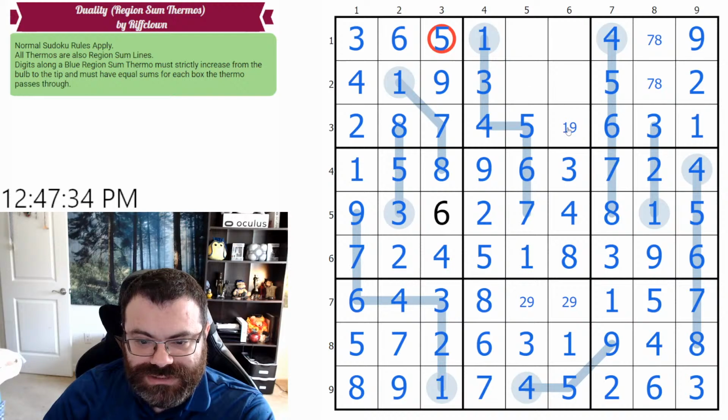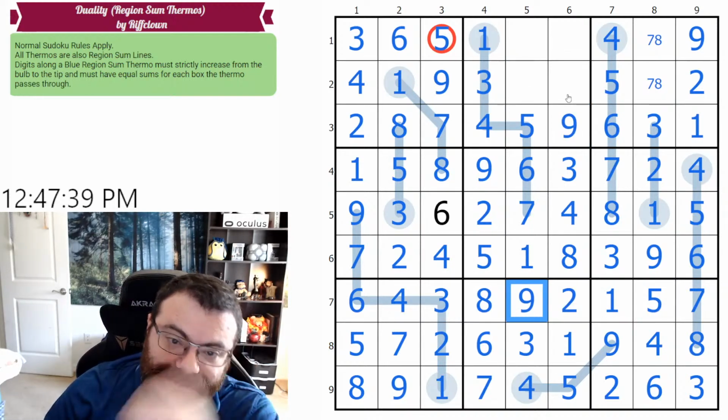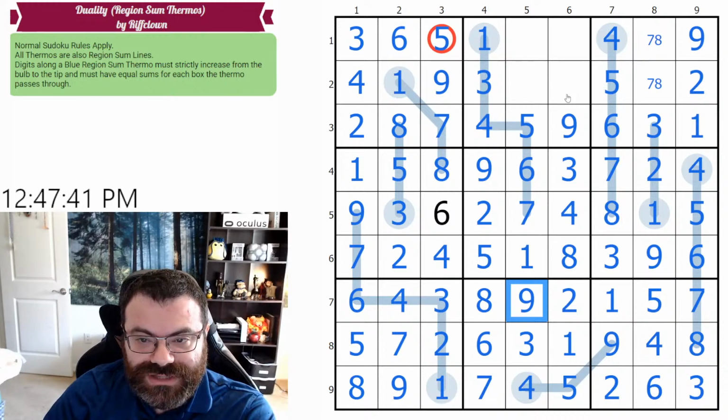Okay, in this box, oh no, this is a 9. That's 2 and 9. Okay. This box we need a 2. We should be able to place everything. Yeah, 2. We need a 6, 7, and 8.